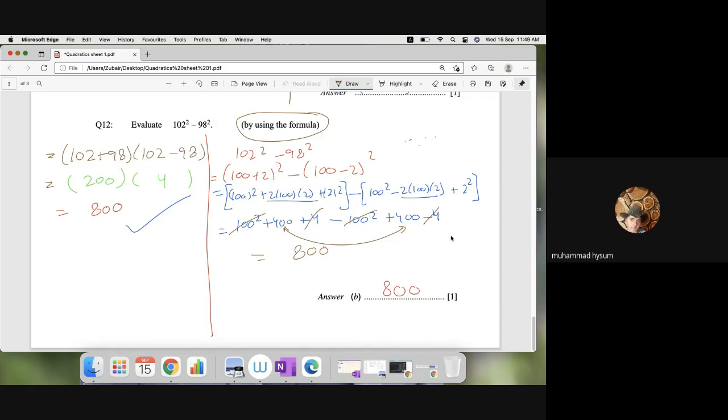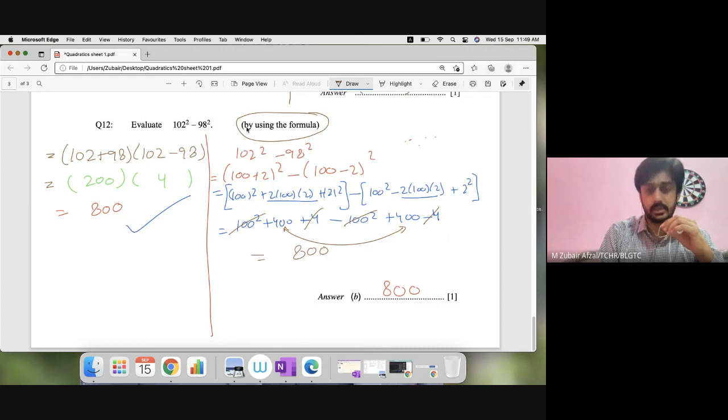Sir, a question. जी बेटे पूछें. Sir, if it isn't mentioned to use the formula, can we just simply do 102 square? This won't be mentioned in the exam. This was just the worksheet, so this is a tip.